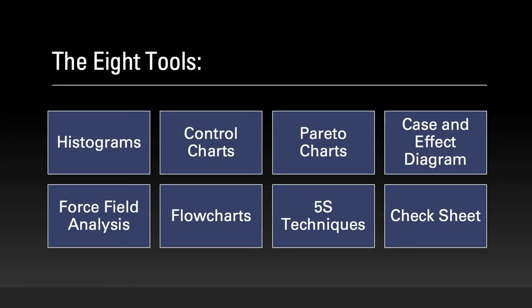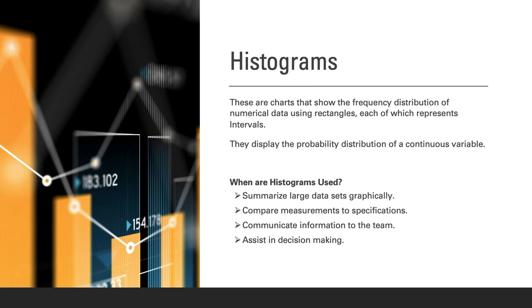So we have here the 8 tools, no. Most likely baka abutin lang natin hanggang half, yung cause and effect to, ha. Sorry for the typo error, no. So we have here the histograms, the control charts, the Pareto charts, the cause and effect diagram or the Ishikawa diagram. And then we also have the force field analysis, the flow charts, the 5S techniques, and the check sheets, no. So first we go to the first tool, the histogram, no.